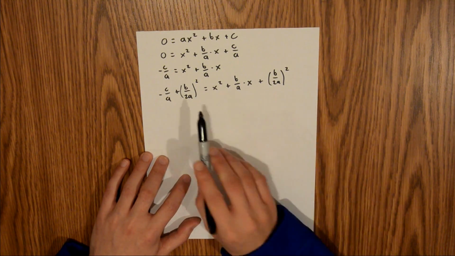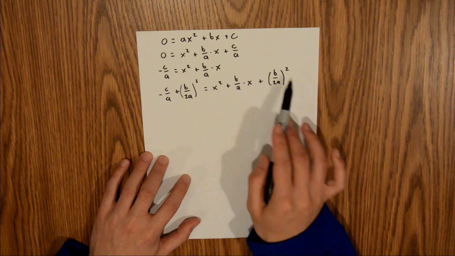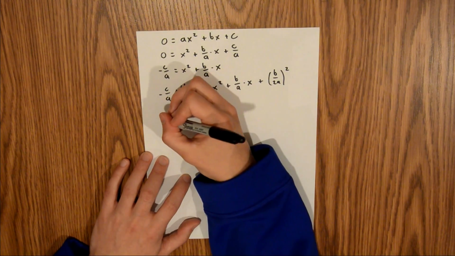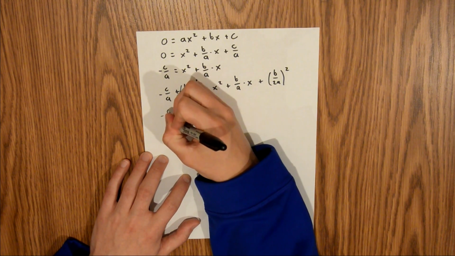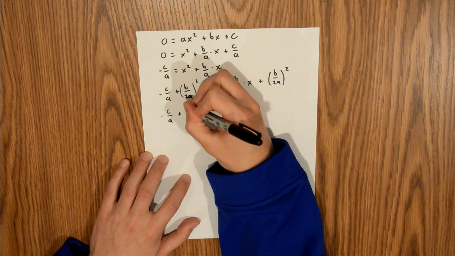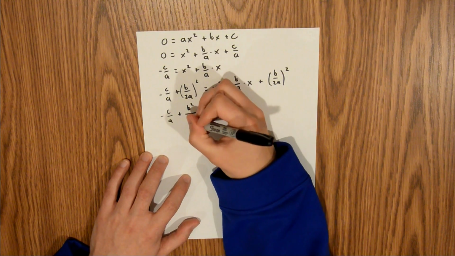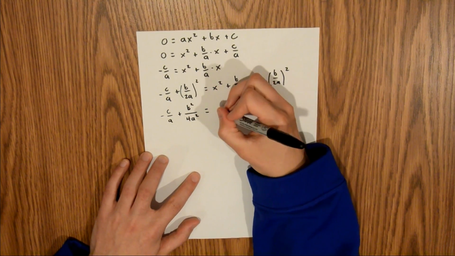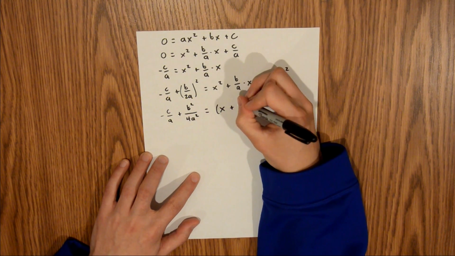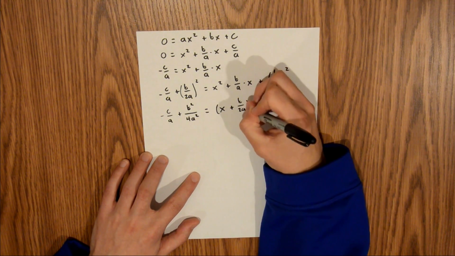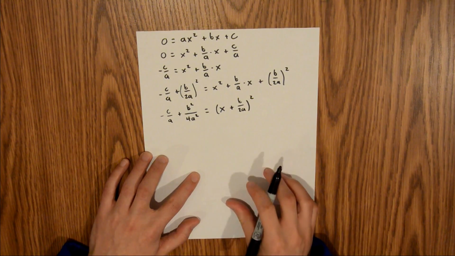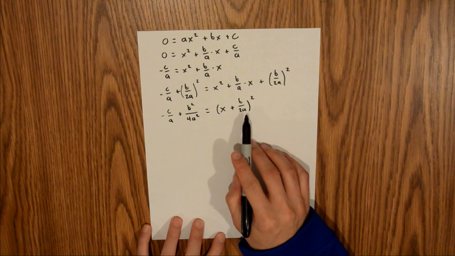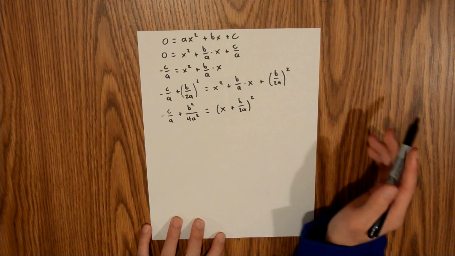And so now what I'm going to do is multiply this term out and then factor this side, and so that's going to leave me with negative c over a plus b squared over 4a squared is equal to x plus b over 2a squared. And so if you multiply this term by itself, you will get this term up here.